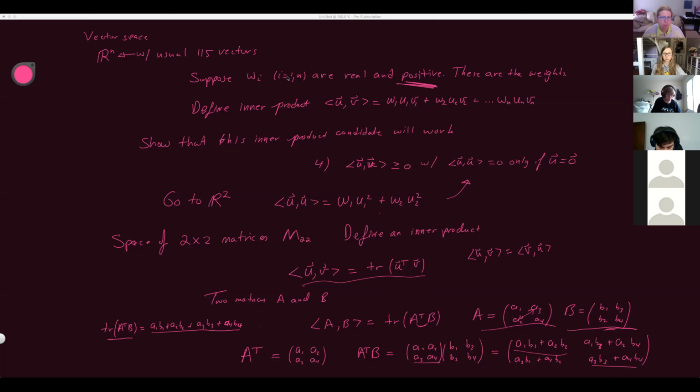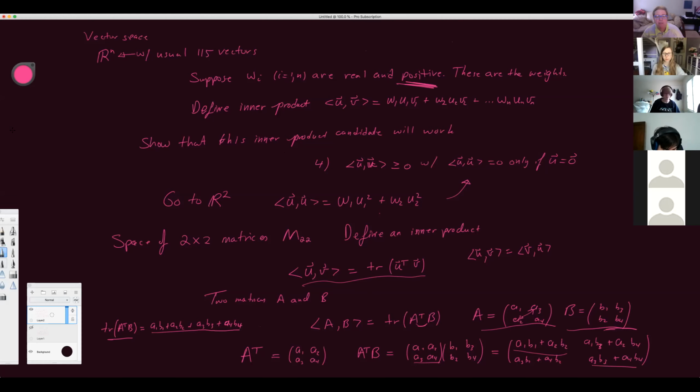Yeah, so that is the first property. The first property that you have to obey if you're an inner product is you have to be symmetric, right? You have to be able to interchange these two in the inner product and have it be the same thing.